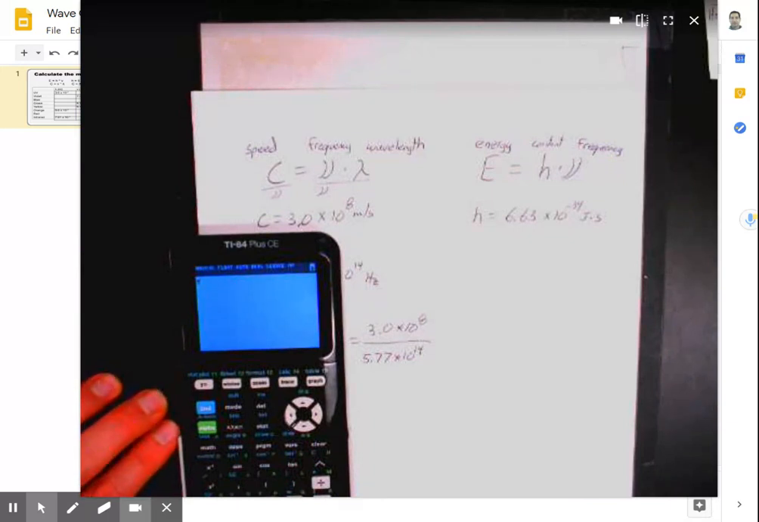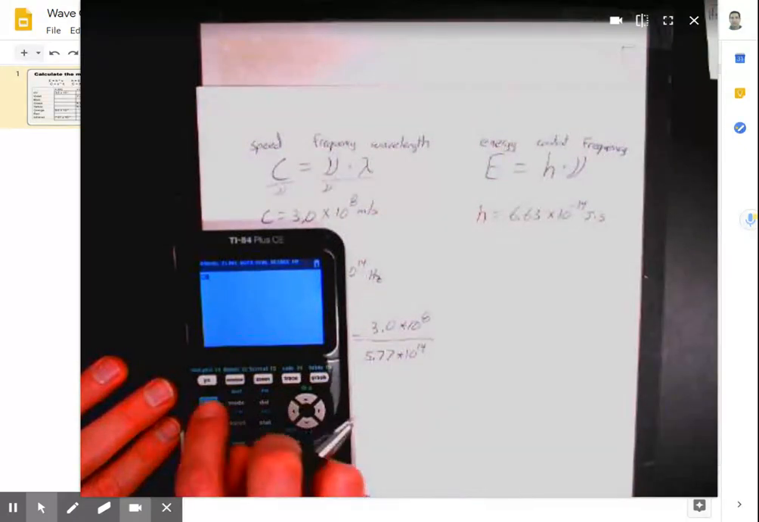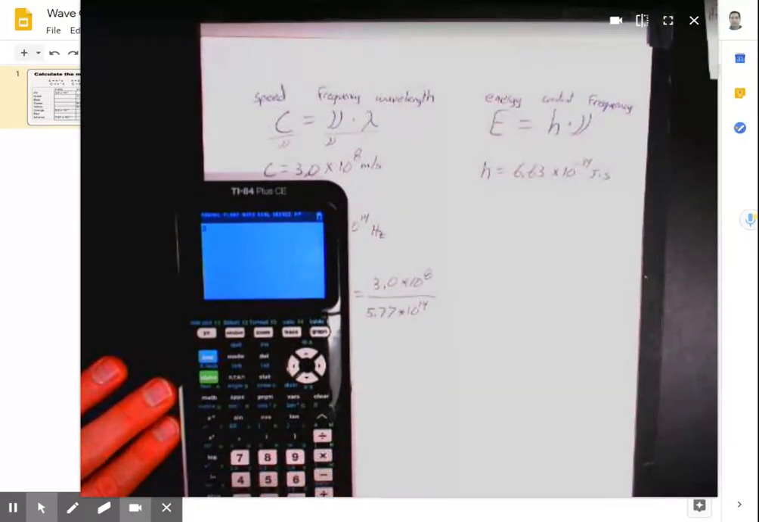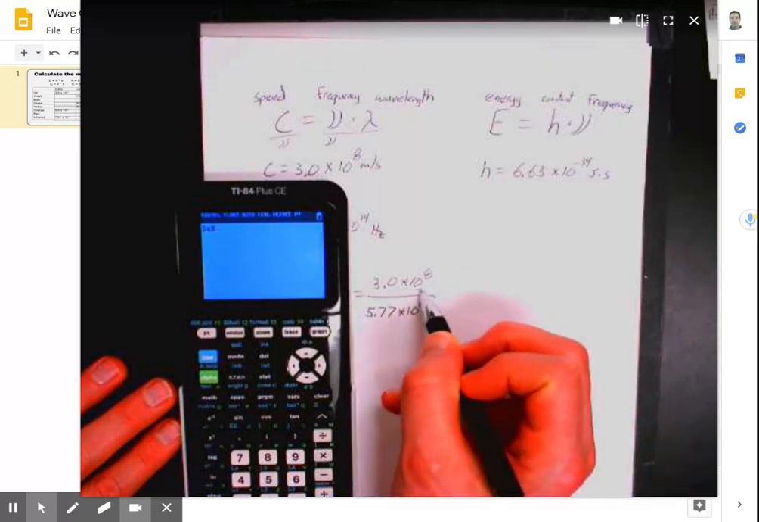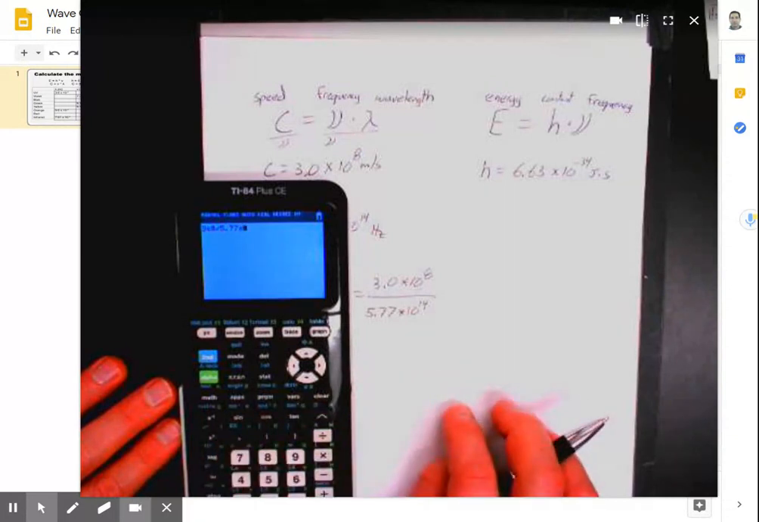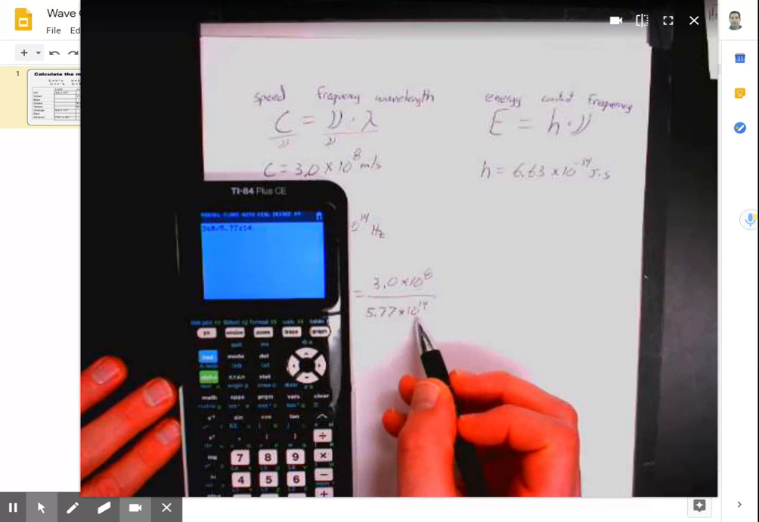To do 3 times 10 to the 8th, we're going to hit 3. And then we're going to do second function, which is the blue button, and then comma, which is the button above the 7, and then 8. So you see on the calculator display, it just says 3E8. That is how the calculator writes this number. And then you're going to divide by 5.77. We'll do the same thing, second function, comma, 14. That's how it writes 5.77 times 10 to the 14th.